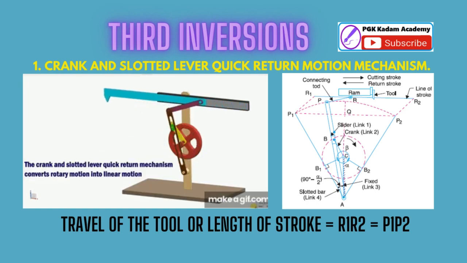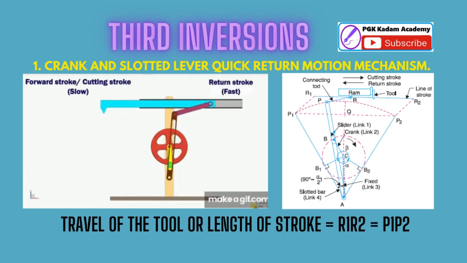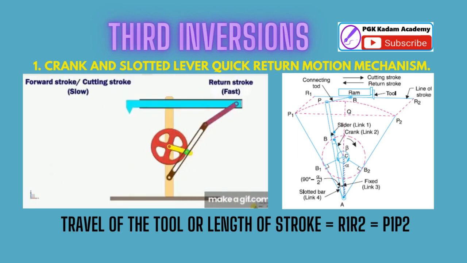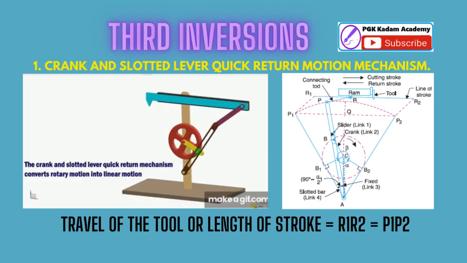A short link PR transmits the motion from AP to the ram, which carries the tool and reciprocates along the line of stroke R1R2. The line of stroke of the ram, R1R2, is perpendicular to AC produced in the extreme positions. AP1 and AP2 are tangential to the circle and the cutting tool is at the end of the stroke.